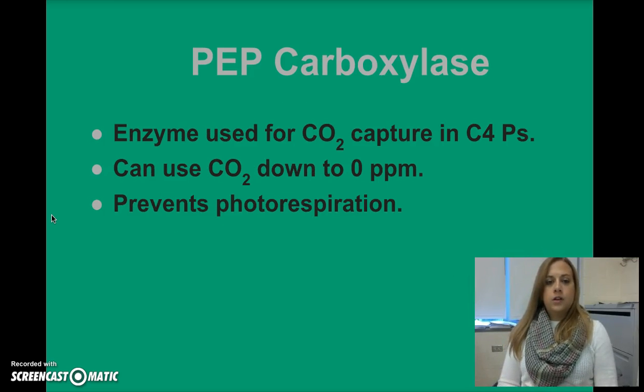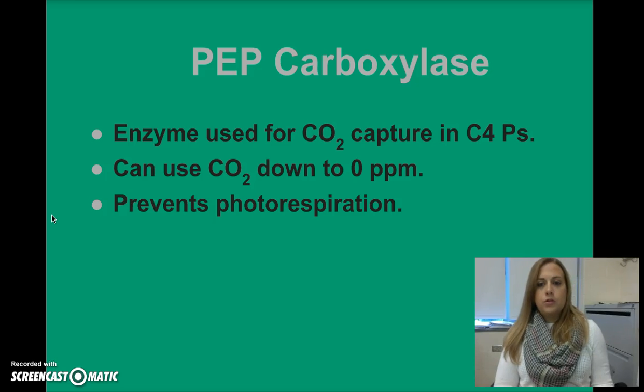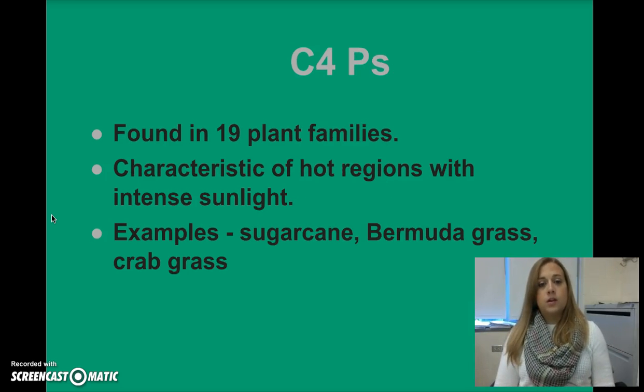So the enzyme here is going to be PEP carboxylase, and this is the enzyme that's used specifically for capturing the carbon dioxide. It can capture carbon dioxide even in really, really low concentrations, down to 0 parts per million. It's going to pull in carbon dioxide instead of oxygen, and so by doing that, it actually prevents photorespiration from taking place. This type of photosynthesis is found in about 19 plant families.